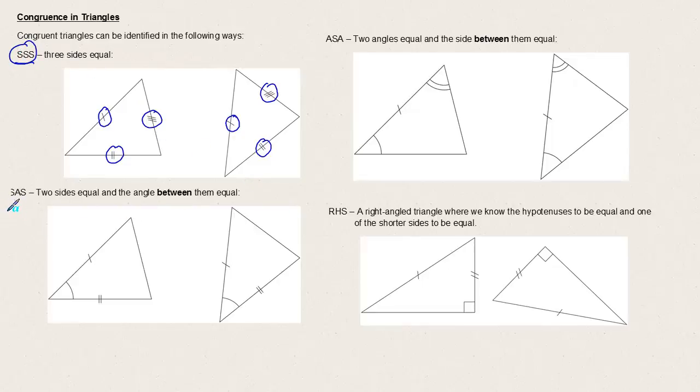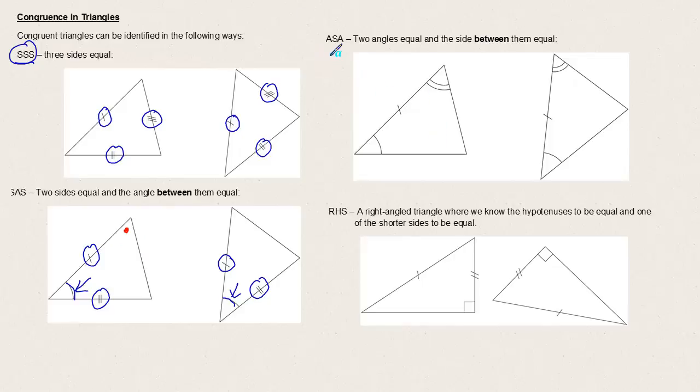Then we have side angle side, SAS. Two sides equal and the angle between them equal. So we can see this side is equal to this one, this side here is equal to this one, and the marking on the angle here shows that the two angles are equal. Note that in both cases the angle is the angle between the two sides. So if we knew this side, and this angle, then that would not prove congruence.